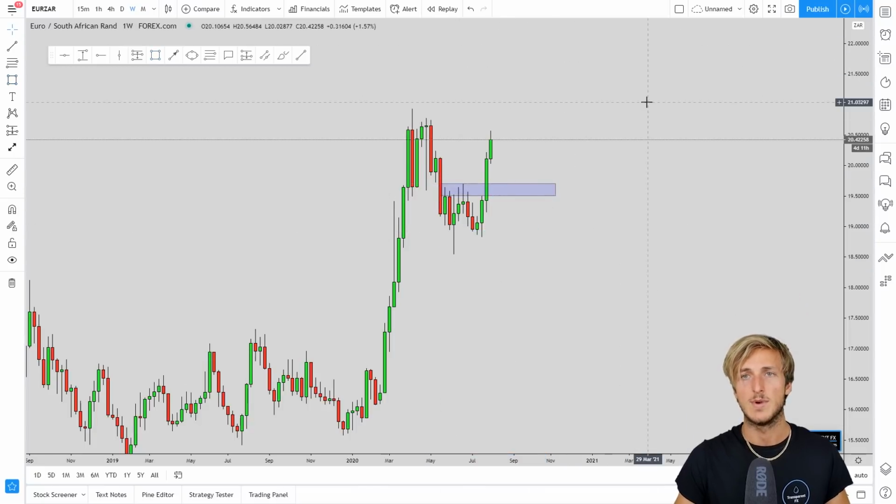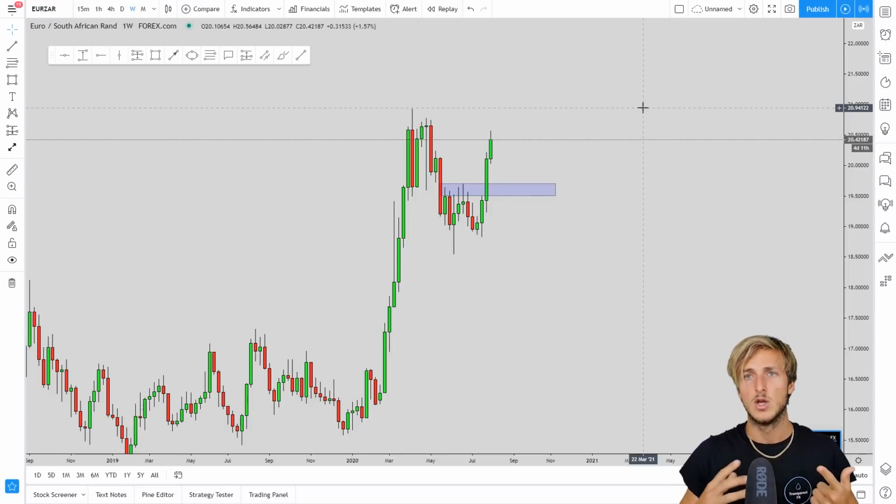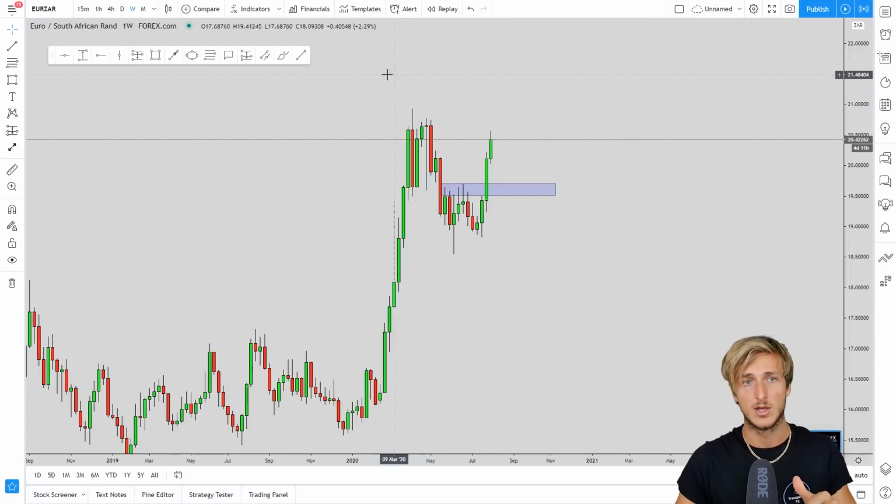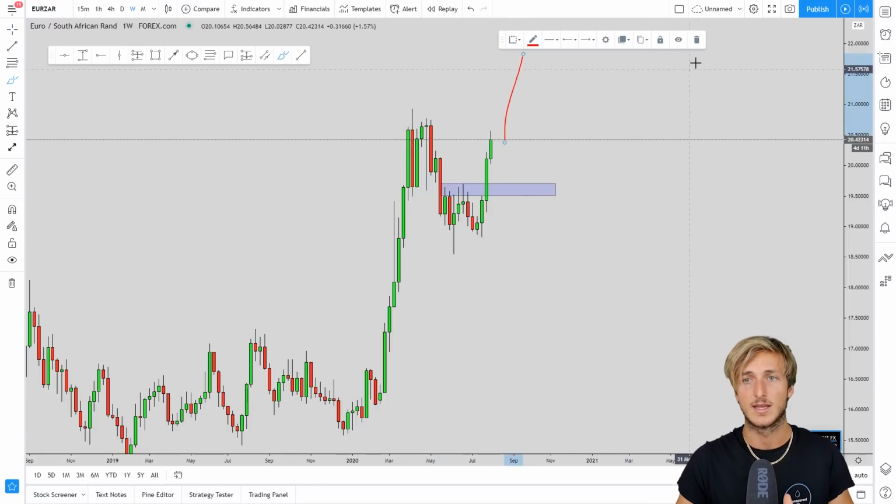So already by looking at the monthly and the weekly, we have taken a lot of information because on the monthly, impulse correction, and we know that we would like to see the market create a continuation to the upside and create a higher high.